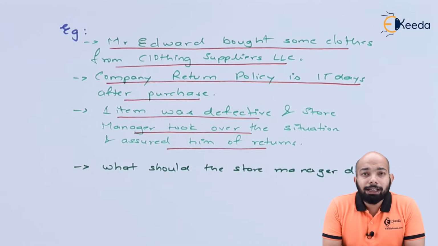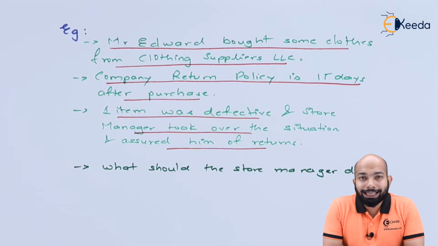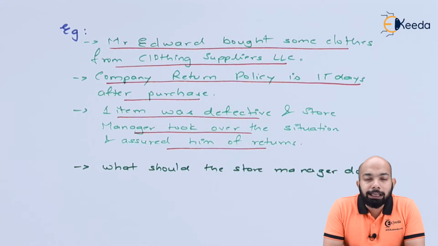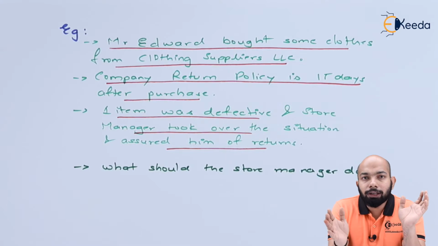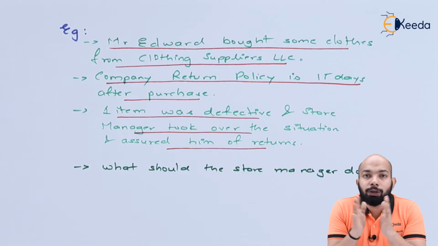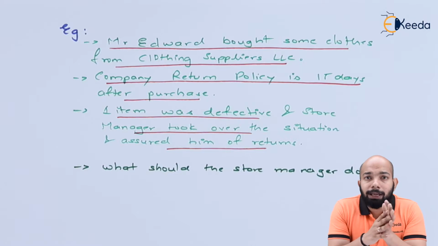Now, the example says that Mr. Edward purchased certain clothing apparel from Clothing Suppliers LLC, a Limited Liability Corporation. Out of all those items, they figured out that one item is defective. There's one more policy of the company: the exchange can be done, or the refund can be initiated, within 15 days after the purchase. That means you calculate 15 days from the date the purchase was made, and if you find any defect within those 15 days, you can make the exchange available, initiate a refund, or claim a replacement.